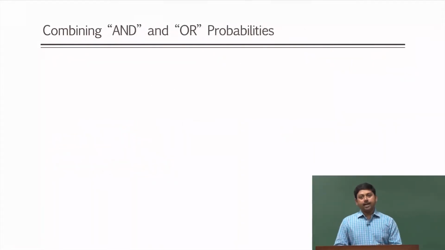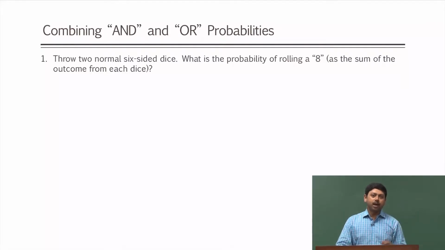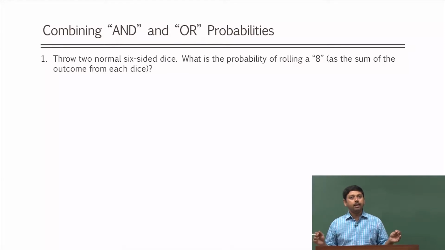So, now combining AND and OR, that is slightly more complicated. Throw 2 normal 6-sided dice, what is the probability of rolling an 8 as the outcome of each dice? Now, you see, as I said, with one dice we cannot get 8. However, if we throw 2 dice and calculate the sum of the outcome, then we can get anywhere from 2 to 12. Why 2? Because the smallest number is 1. So, with 2 dice, 1 plus 1 will be 2. So, minimum it has to be 2. What is the maximum? Say both of them come 6, 6 plus 6 is 12. So, it can be anywhere between 2 and 12.